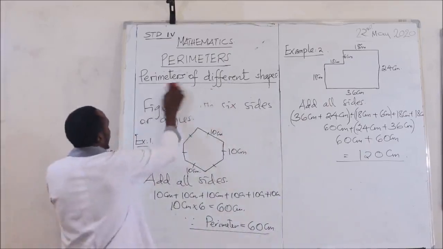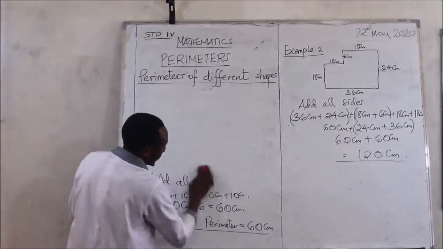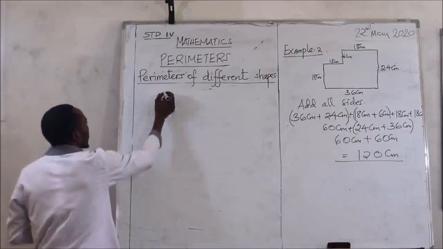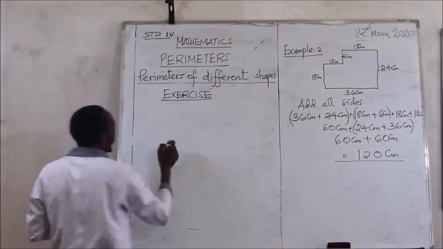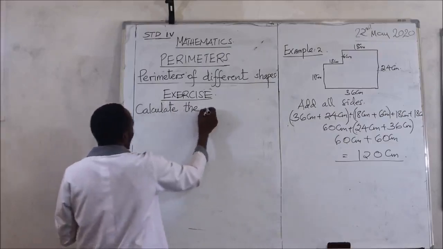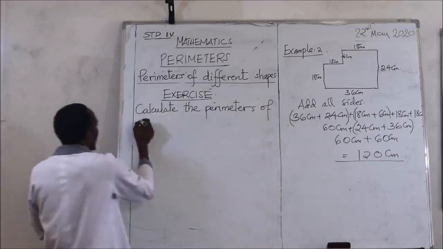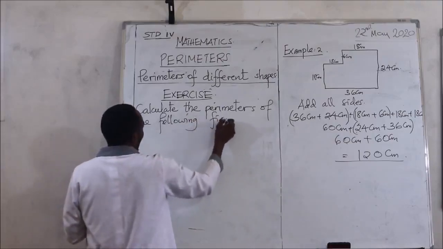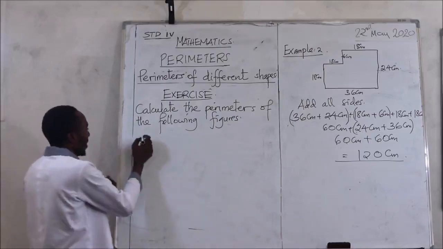I'm going to give you an exercise according to the examples. Calculate the perimeter of the following figures. Number 1.